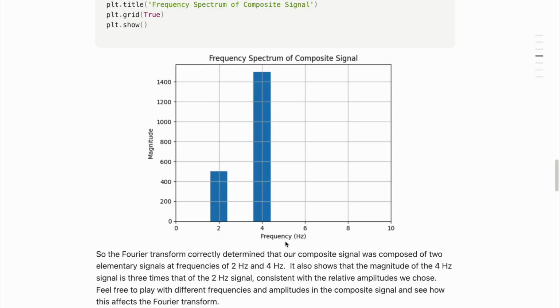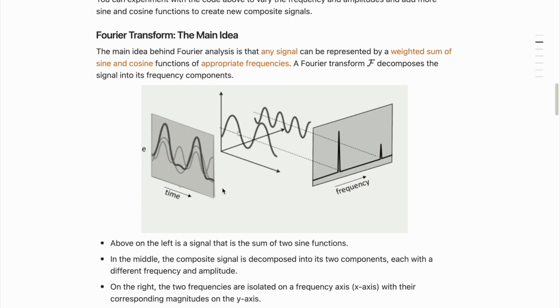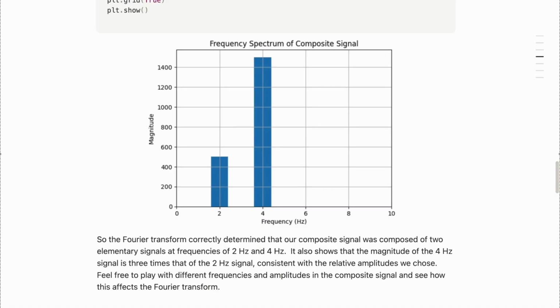As expected, we have two elementary signals. One has a frequency of 2, one has a frequency of 4, and the relative magnitude of the frequency 4 signal is 3 times that of frequency 2 signal. And that's consistent with what we started with. The first one has a frequency of 2, the second one has a frequency of 4, and the amplitude of this one is 3 times that of that one.